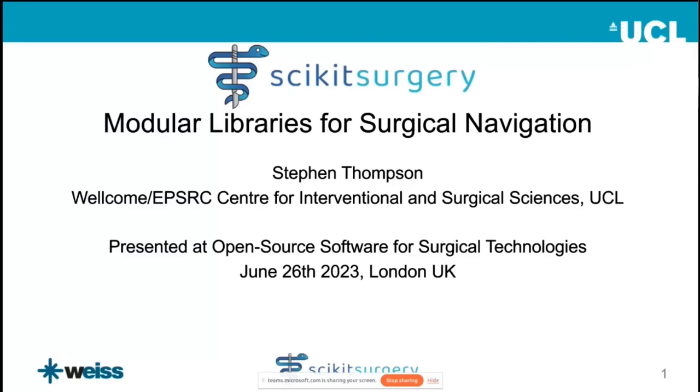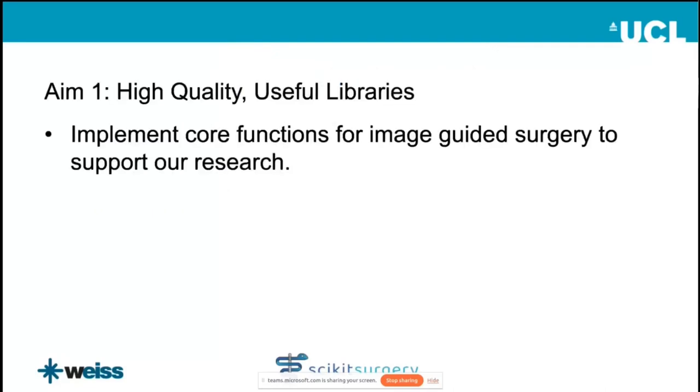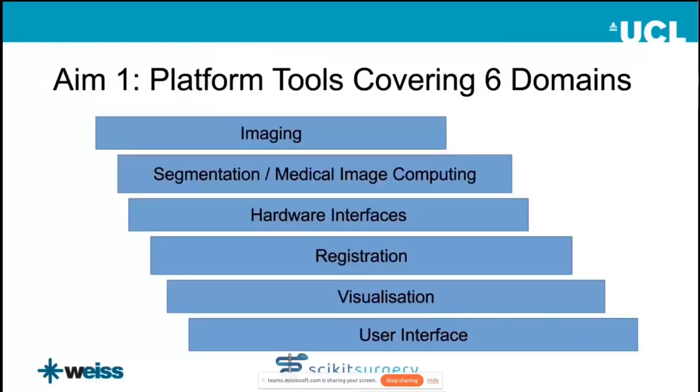Start off with explaining the aims of SciKit-Surgery, the sorts of things we wanted them to do. So we wanted high quality, useful libraries to support our research in image-guided interventions. To do that, we need to implement a certain number of core functions to support our research. For image-guided surgery or augmented reality in surgery, there are six domain areas that researchers need to be able to use pre-made software to get moving quickly with their research aims.